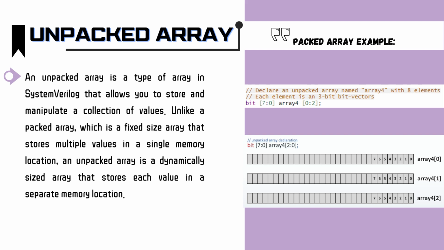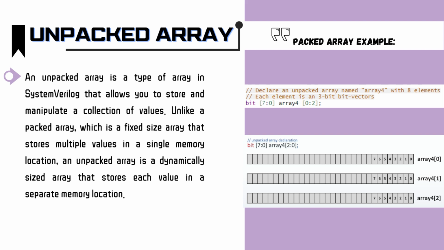Definition: an unpacked array is a type of array in SystemVerilog that allows you to store and manipulate a collection of values. Unlike a packed array, which is a fixed-size array that stores multiple values in a single memory location, an unpacked array is a dynamically sized array that stores each value in a separate memory location.